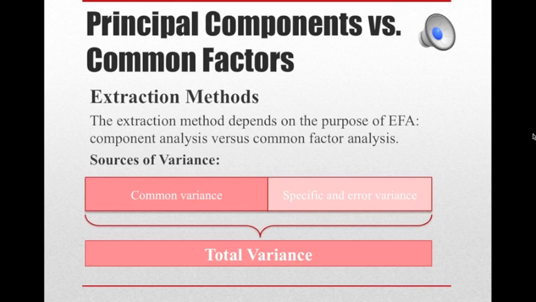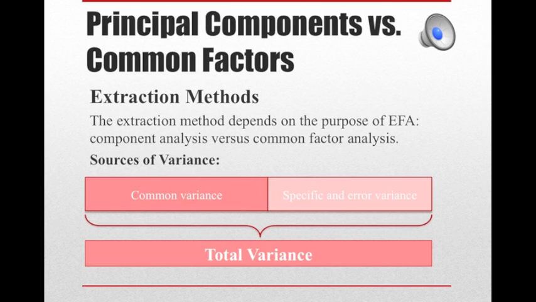Selecting an extraction procedure or an estimation method depends on the purpose for which EFA is conducted, whether it is component analysis or common factor analysis. But before we explain the difference between the two, we have to discuss the concept of variance. Each variable has a certain variance, which we know is the square of its standard deviation. The variance of a variable can be attributed or divided into three different sources.